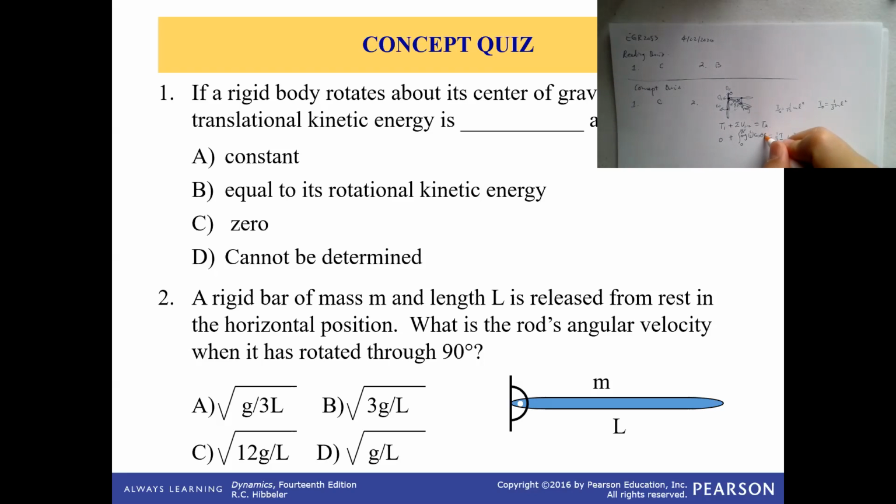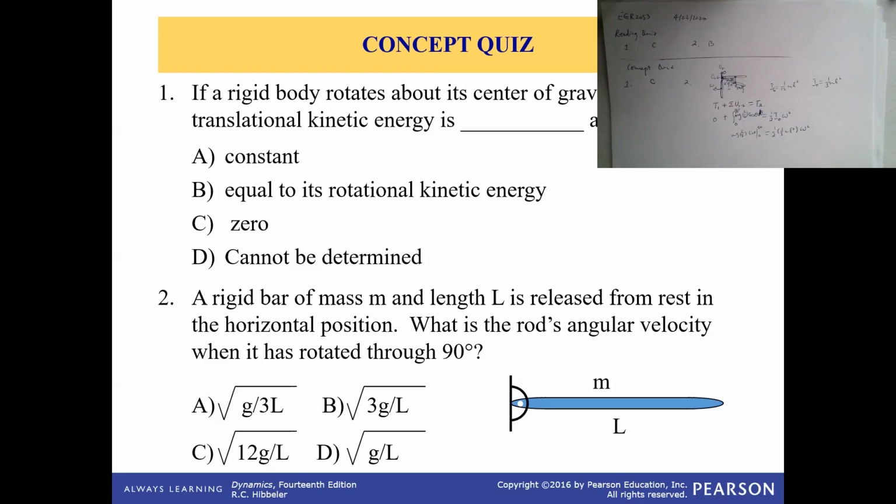Yeah, we should integrate with respect to d theta. Okay, so that's what we need to do here. All right, so if you do that, then we are looking at mgL/2 sine theta, from 0 to 90 degrees on this side, equals 1/2 of 1/3 mL squared times omega squared. So then sine of 90 degrees gives you 1, and 0 gives 0.